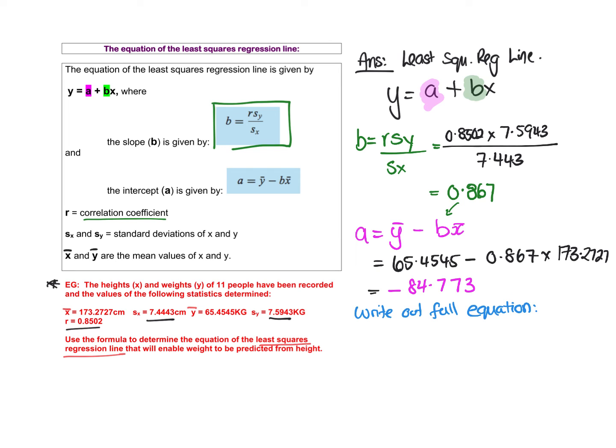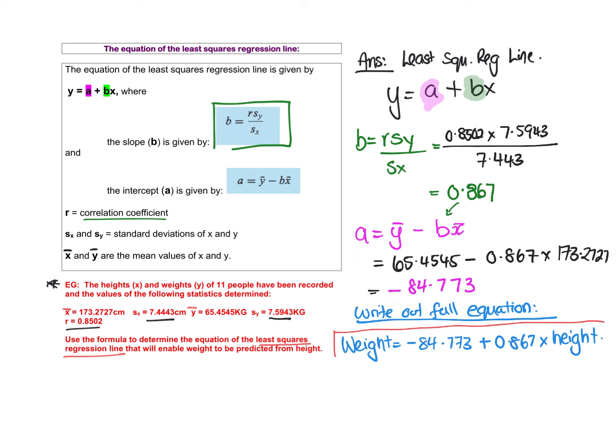Now I'm not going to use X and Y, I'm going to use the variable names. They told me that height was X and weight was Y. So I can write it out: weight equals the A value, negative 84.773, plus the B value, 0.867, times the explanatory variable, which was height. Okay, so there's my final answer. That's what they're looking for.